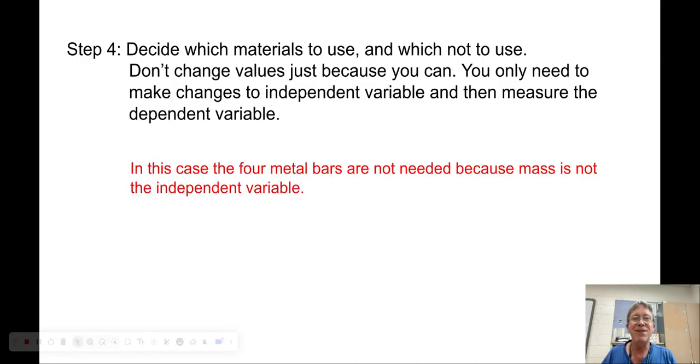So in this case, those 4 metal bars that would allow me to change the mass of the cart are not what the experiment is about. The experiment has nothing to do with changing the mass of the cart. It has to do with changing the distance. Therefore, I'm just going to ignore that and not use it in my investigation at all.